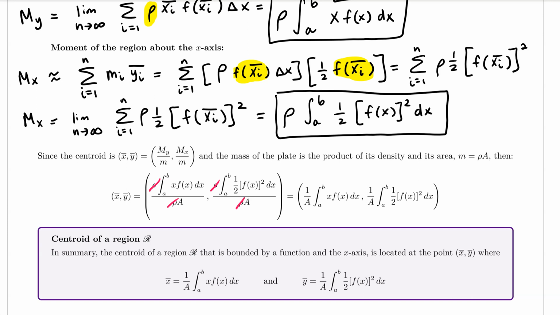And so if we simplify that, then our ordered pair becomes 1 over A times the integral from a to b of x times f of x dx, comma, 1 over A times the integral from a to b of 1/2 times the function squared dx. So all of that put together, we have that the centroid of a region R that is bounded by a function and the x-axis is located at the point x bar comma y bar, where x bar and y bar are defined below by those definite integrals.